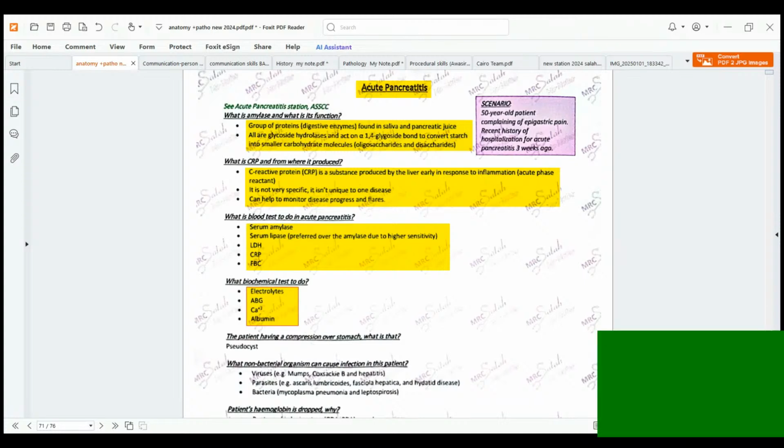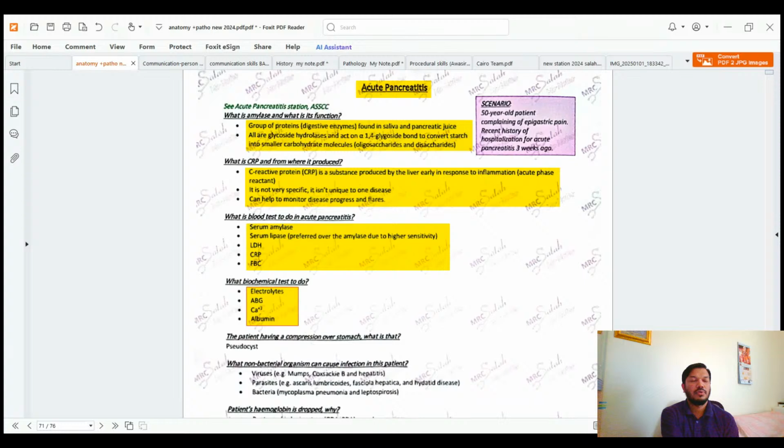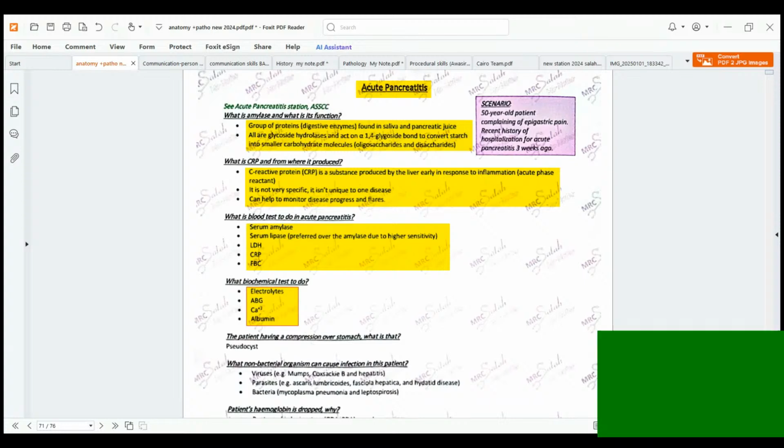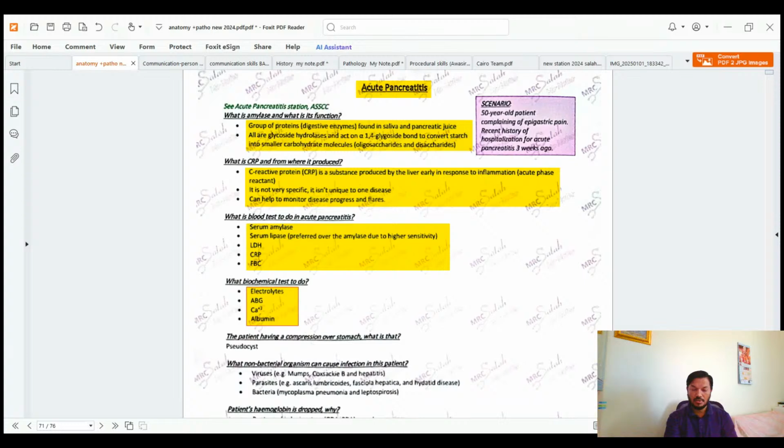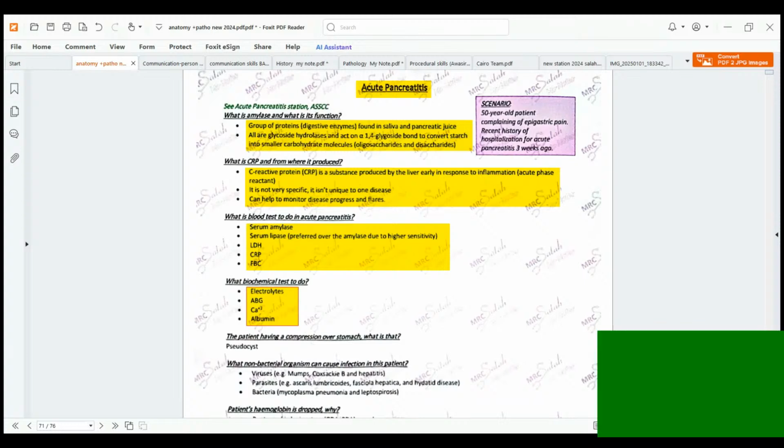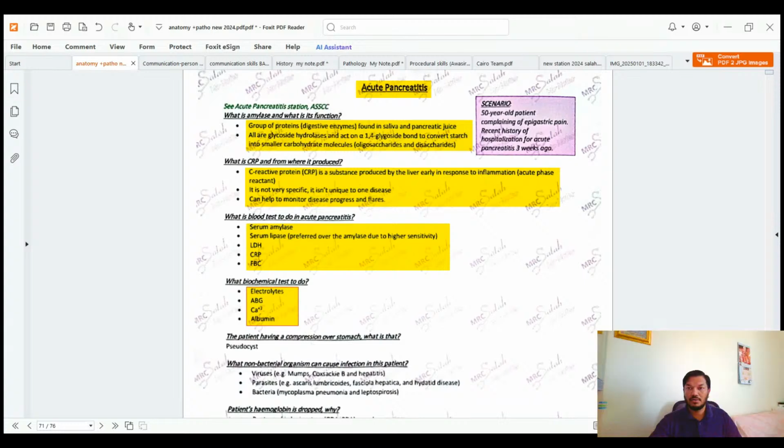Okay, so for the blood tests we will do CBC, full blood count, serum amylase, lipase, lactate dehydrogenase, and CRP. And for the biochemical tests we will do electrolytes, calcium, protein, ABG, and albumin.